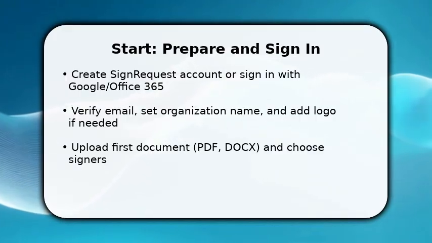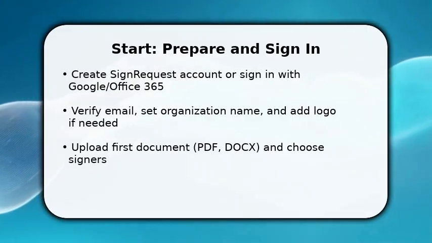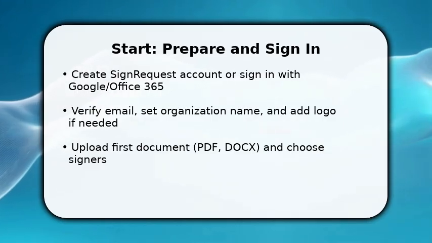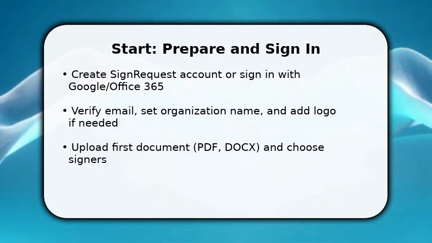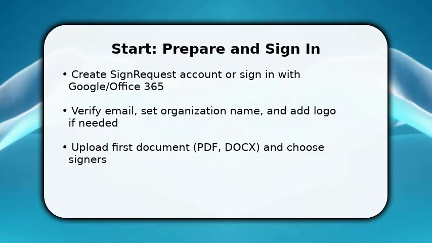Next, upload the document you want signed, PDF or DocX works best, then add signer emails in the order you want. Make sure to specify signer roles and deadlines because that controls workflow. Finally, choose whether to collect attachments or checkbox confirmations before moving to tagging and placement.